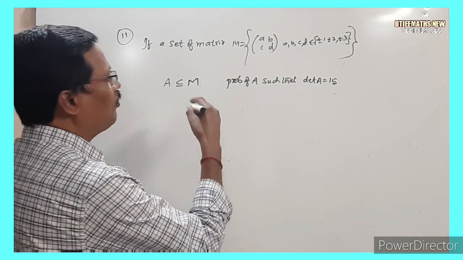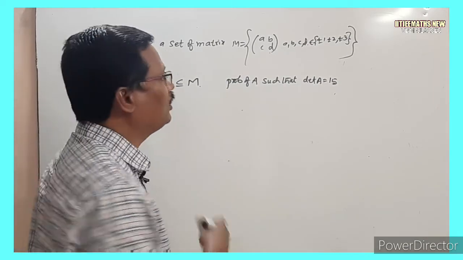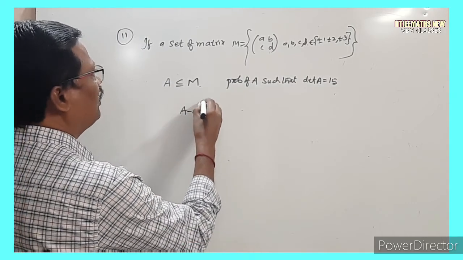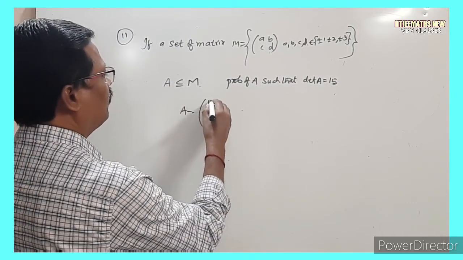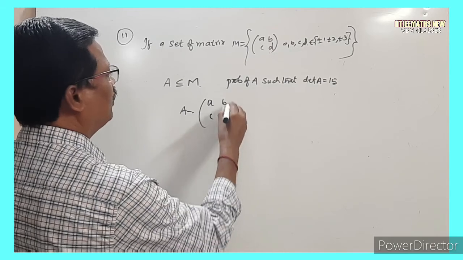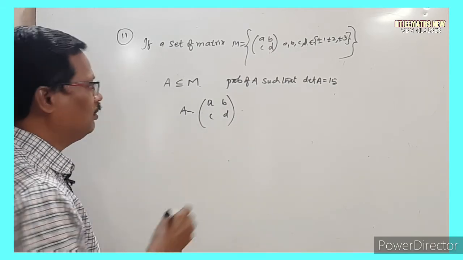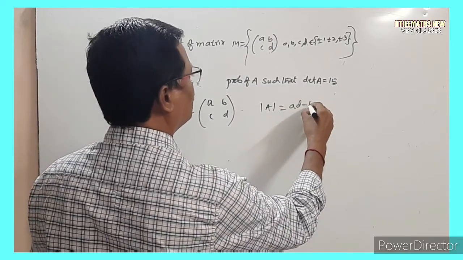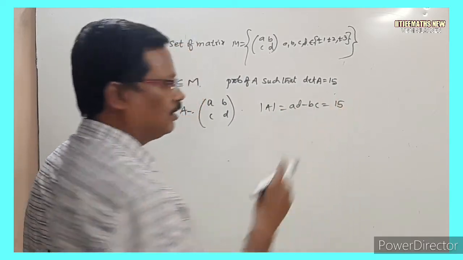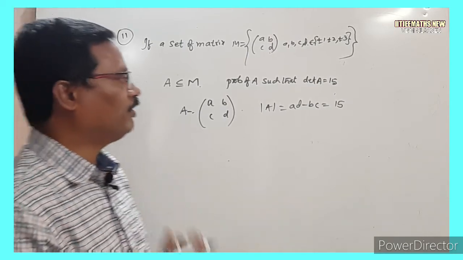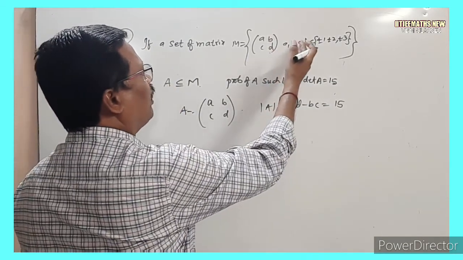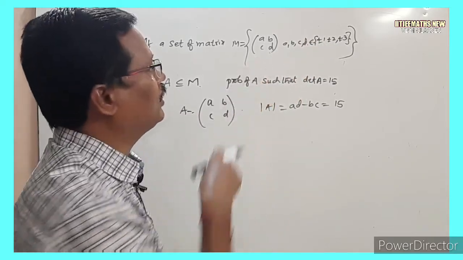Now let us see how many such matrices have determinant 15. I am taking A as the 2 by 2 matrix with rows A, B and C, D. Here what is the det of A? Det of A is AD minus BC. This must be 15. What are the possibilities for this AD minus BC? The determinant is 15, and A, B, C, D belong to that set.